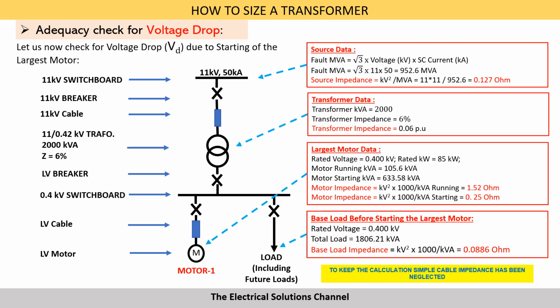So in our example, we can see that the source impedance is equal to 0.127 ohm. The transformer impedance is 0.06 per unit. For the largest motor, the motor impedance when running is 1.52 ohm and motor impedance during starting is 0.25 ohm. And for the base load without the largest motor is 0.0886 ohm.